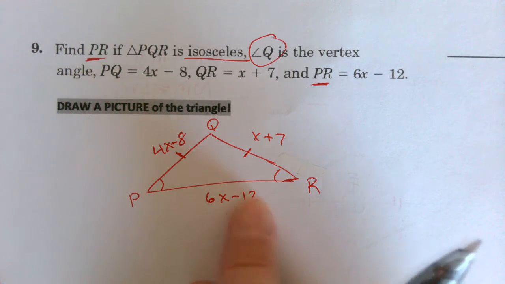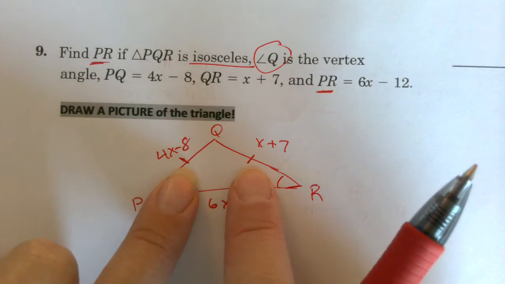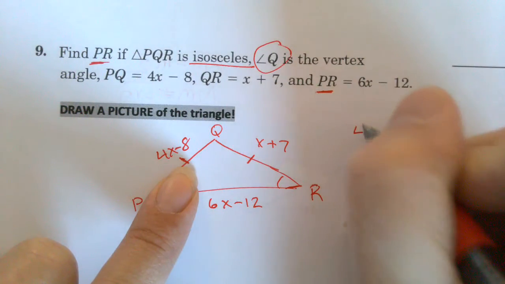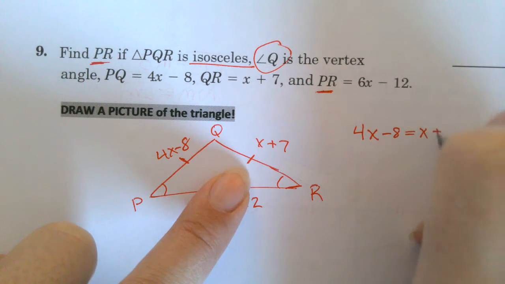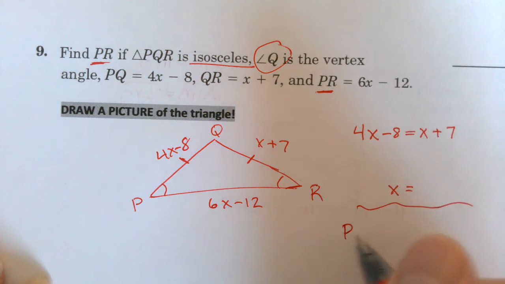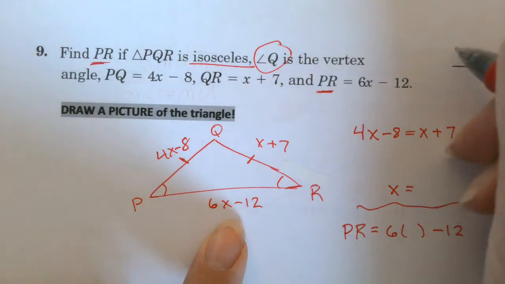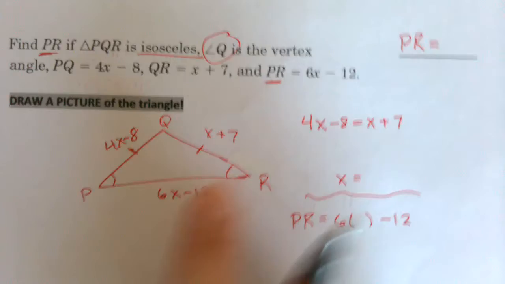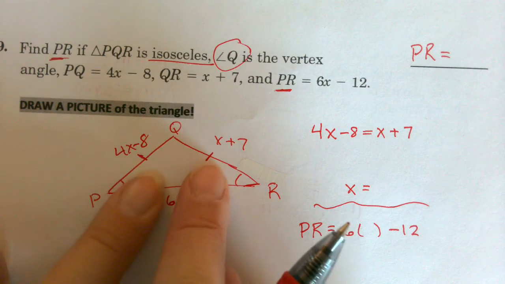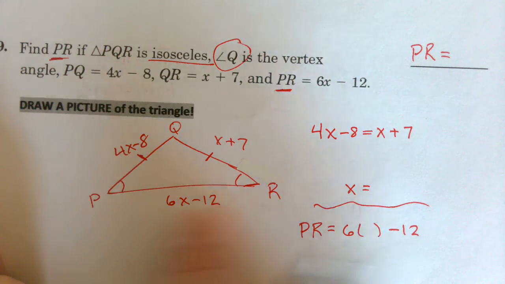But I don't know anything about PR, and you can't just set anything equal. What two sides are equal? These two, right? So you're going to tell me that since it's an isosceles triangle, PQ is congruent to QR. So you'll work through and solve for x. Now, once you find x, you need to find PR, which is 6 times x minus 12. So the length of PR is what goes up here, not x. So you have 3 sets of sides, but these are the congruent sides. Set them equal, find x. Once you know what x is, then you can plug it in and find the side that we want.